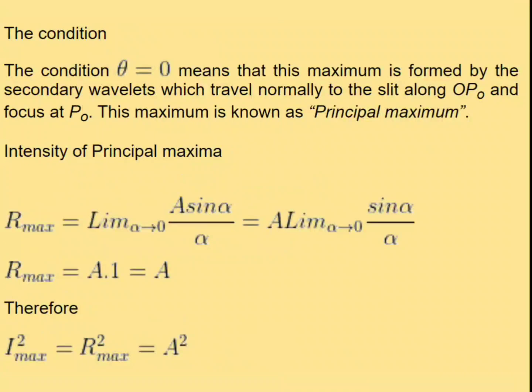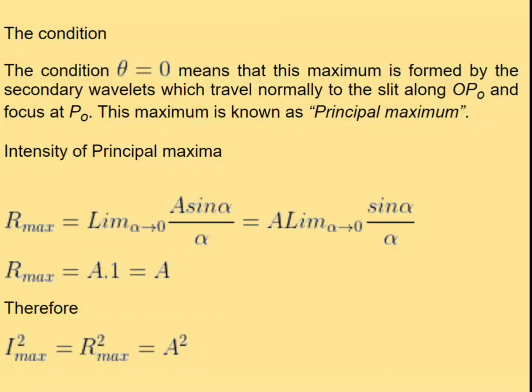So now apply the condition sin theta is equal to 0, that means theta is equal to 0. The secondary wavelets are normal to the slit and along OP naught and focus at point P naught. This maximum is known as principal maxima.